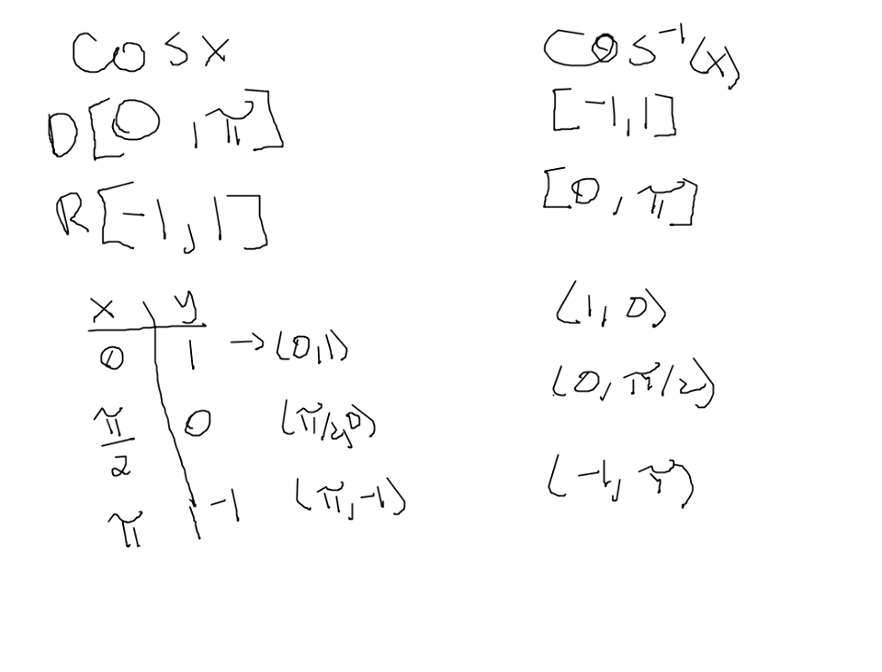So inverse cosine is only going to return angles between 0 and pi. So it's going to return quadrant 1 and quadrant 2 angles. It's not going to return quadrant 3 or quadrant 4.